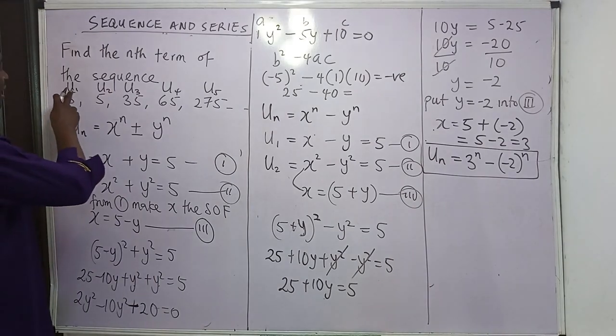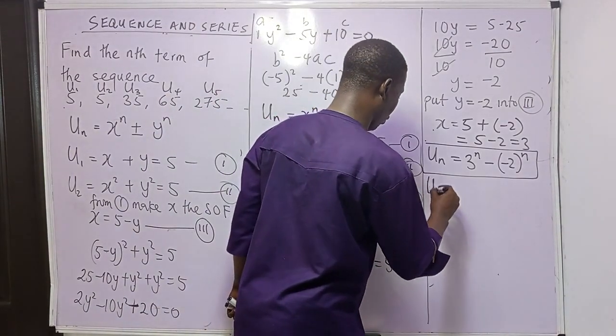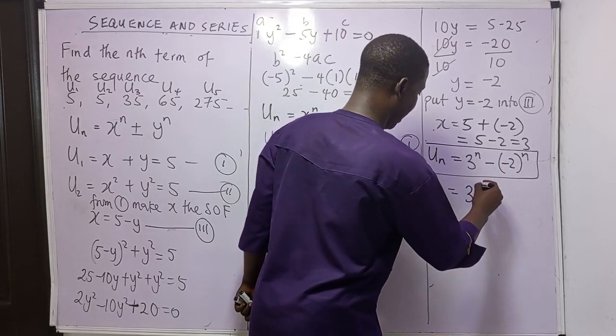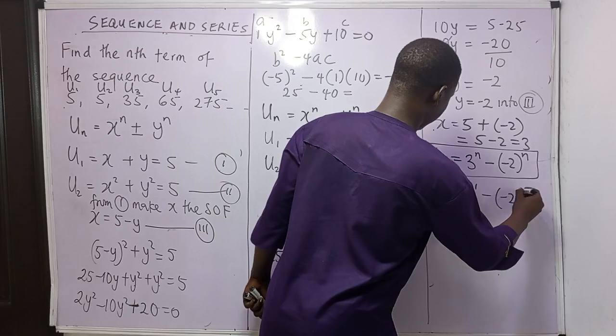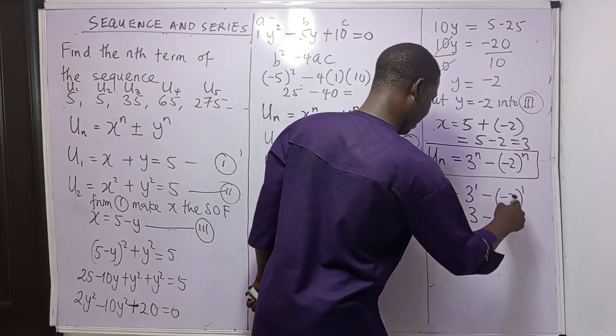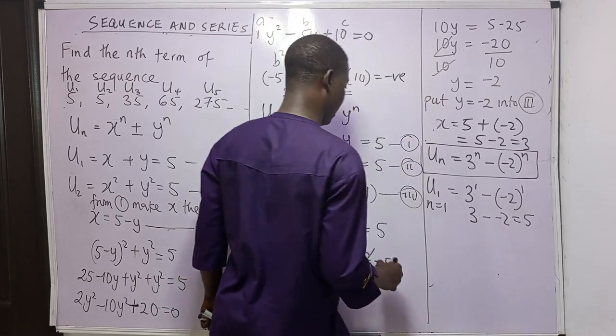When n is equal to 1, u1 is 3 raised to 1 minus 2 raised to 1. This gives us 3 minus 2, and minus 2 raised to 1 is minus 2. It gives us 5. Yes?